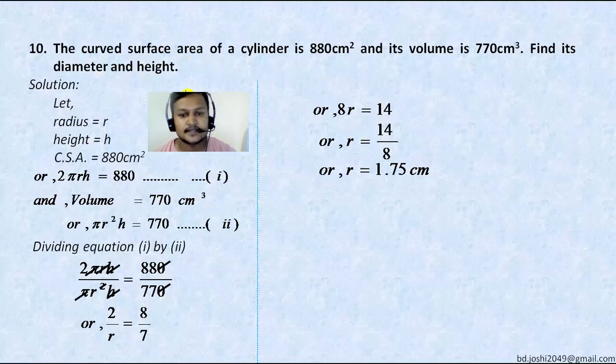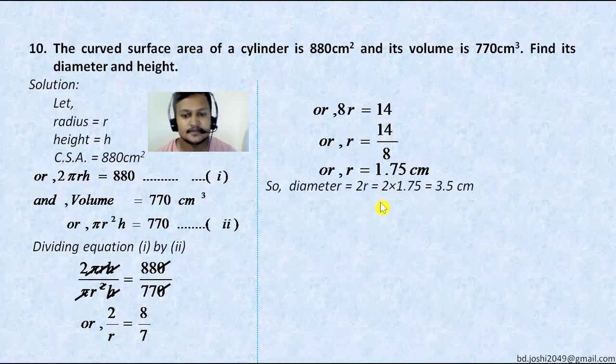And it is said to find out the diameter. To find out the diameter, we have to multiply it by 2. If it is multiplied by 2, it becomes 3.5 centimeter. So one answer we get here, that is diameter. Another thing is also remaining, height. Now we have obtained the value of r, and after getting the value of r, we can put this value either in equation first or in equation second. So by putting this value in equation first or second, we will get the value of h.